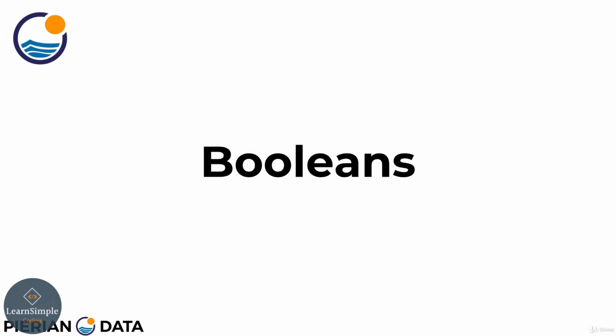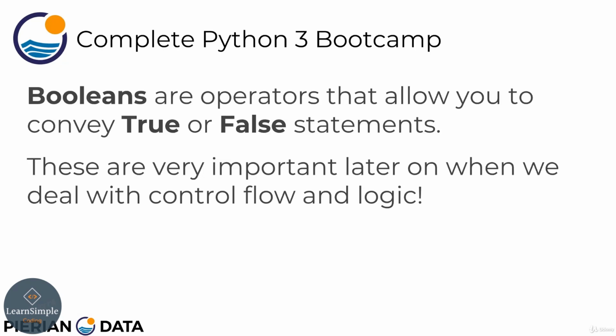In this lecture, we're going to briefly discuss Booleans. Booleans, in case you're unfamiliar with this term, is basically a term to use for operators that convey either true or false statements. And these are really important later on when we deal with control flow and logic, because lots of times we want to check if a certain condition has happened. In other words, if a certain condition is true in order to execute some code.